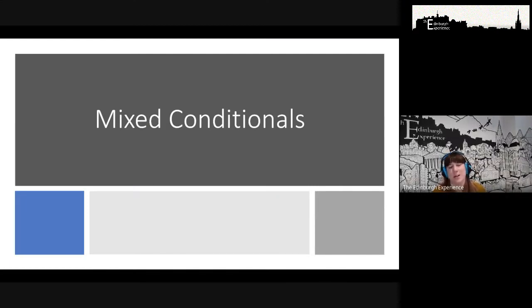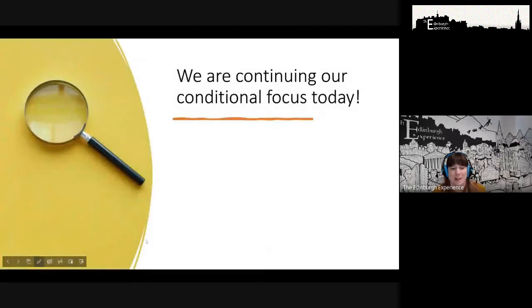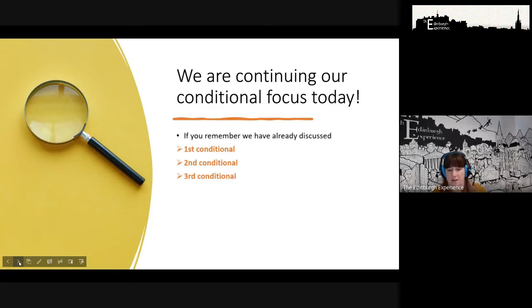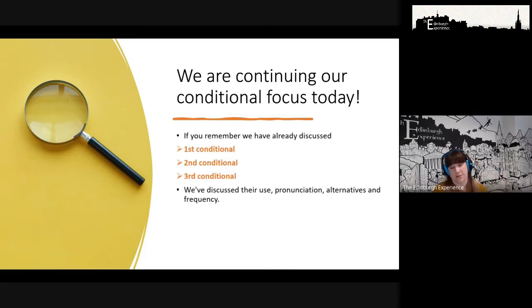Lunchtime Lesson. So we're continuing our series with conditionals today, and we are going to be talking about mixed conditionals in this class. If you remember, guys, we have already discussed the first conditional, the second conditional, and the third conditional in quite a lot of detail. We've discussed their pronunciation, how we use them. We've looked at alternatives to using them. We've talked about their frequency as well. If there's anything you don't remember about those, you can go and check out the previous videos.